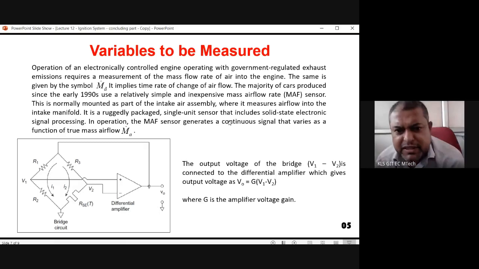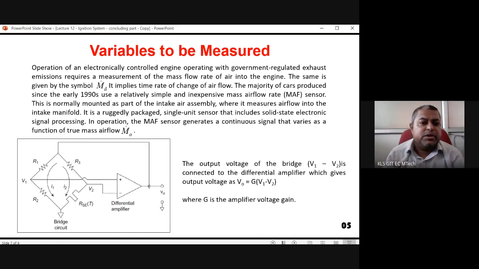First type of sensor we are studying today is the mass flow rate sensor. The same is given by the symbol MA, and above M there is a dot. It implies the time rate of change of airflow. That means with respect to time, how much is the flow of air inside the engine? That is actually measured by MA dot.